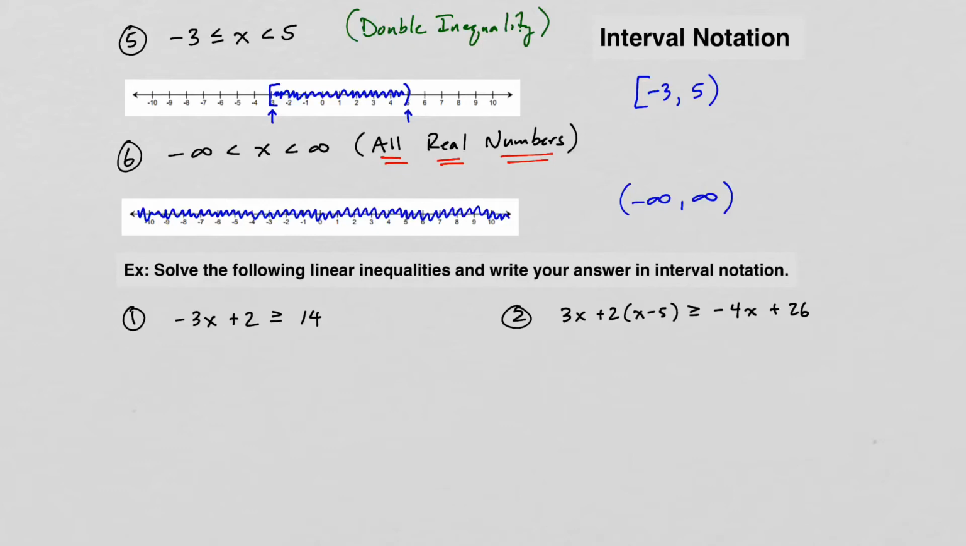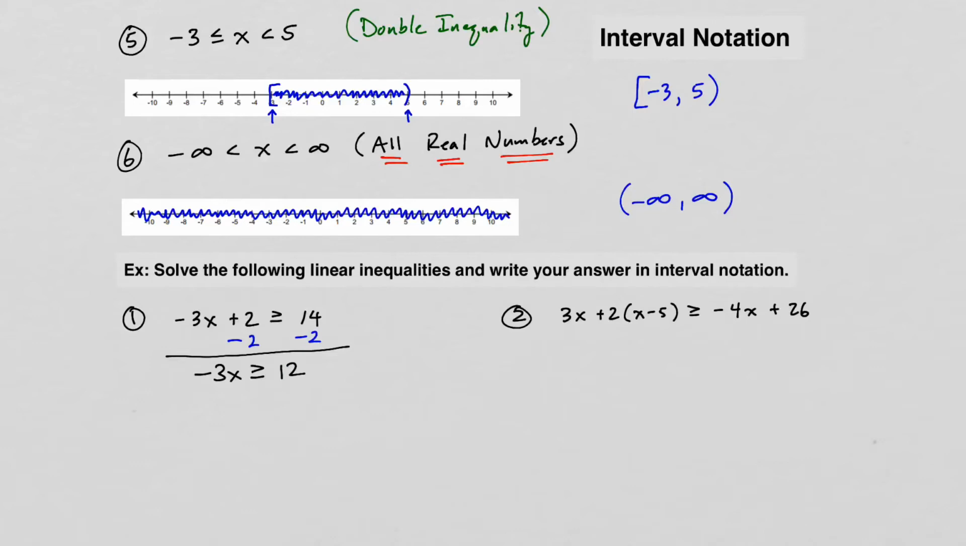So if you just look at this first inequality here, negative 3x plus 2 greater than or equal to 14, to solve this for x, we need to get x by itself. And so our first step is I'm going to subtract 2 from both sides of the inequality. So just like equations, you can subtract the same number from both sides, and that doesn't affect anything.